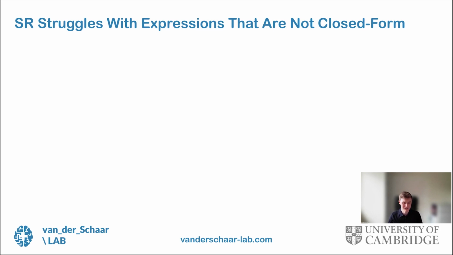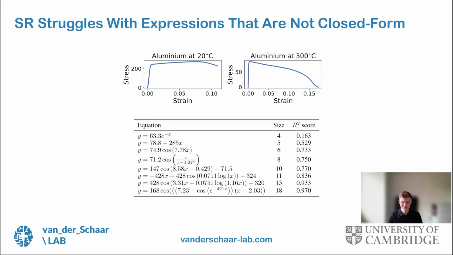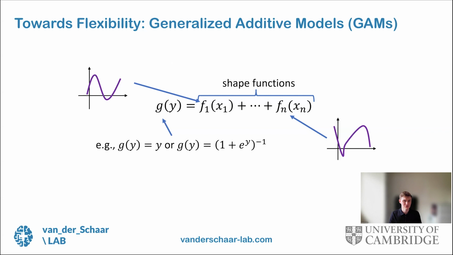As an example, we tried to fit a symbolic regression model to a data set of stress strain curves. And as you can see, these functions are relatively simple, consisting of a few well-defined segments. However, when we try to fit symbolic regression to it, we can see that the found expressions either fit very poorly or they become very complex, and thus their utility is diminished. So to address this problem, we turn our attention to a well-known flexible model called generalized additive models.